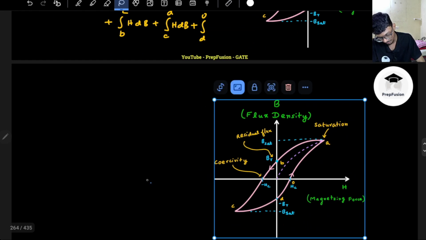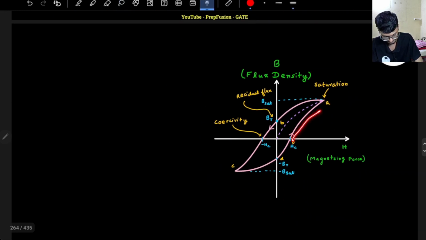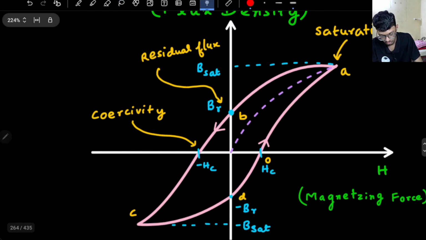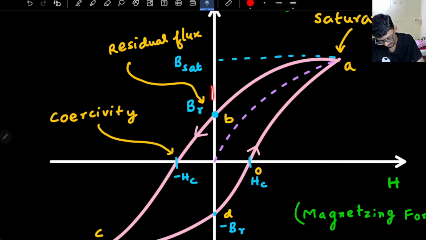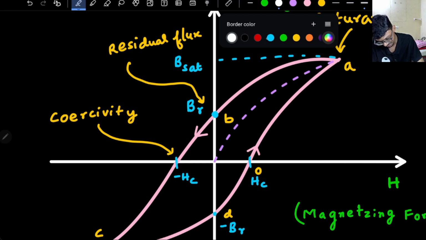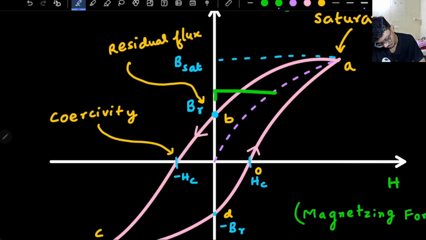So for the first one, I am going from O to A. So what is H dot dB? I have to choose a rectangular strip of dB length. So dB will be a differential length like this in this direction, right? So the rectangular strip will be somewhat like this. This will be the rectangular strip. Okay, so this is dB length.